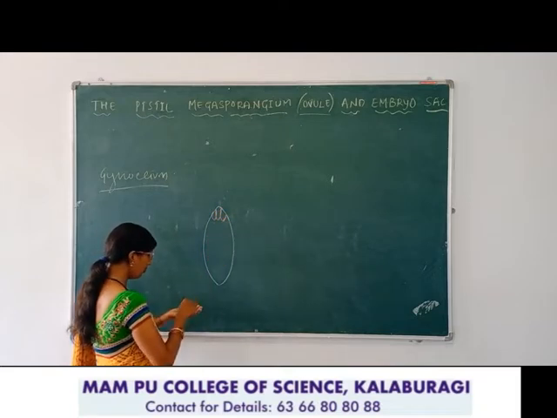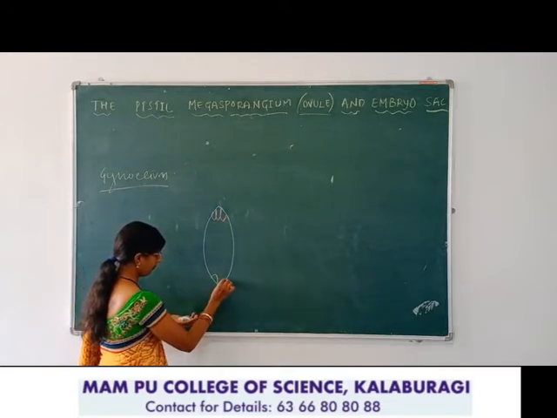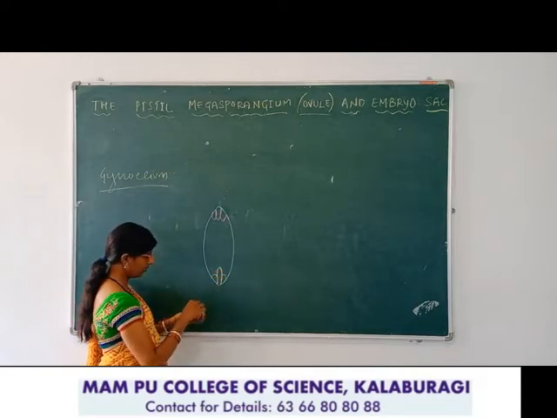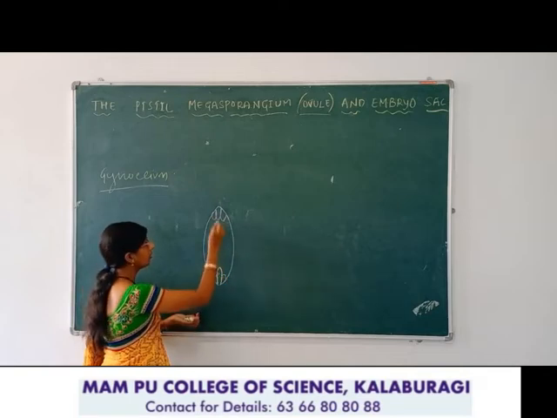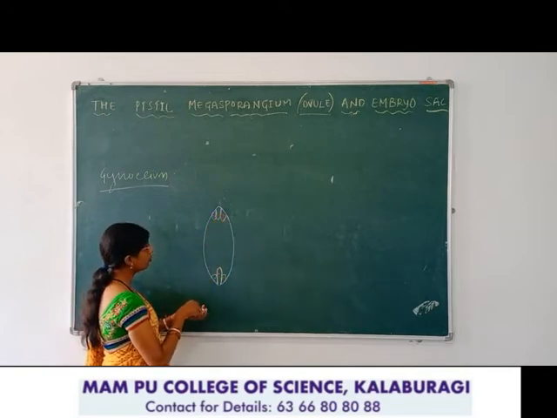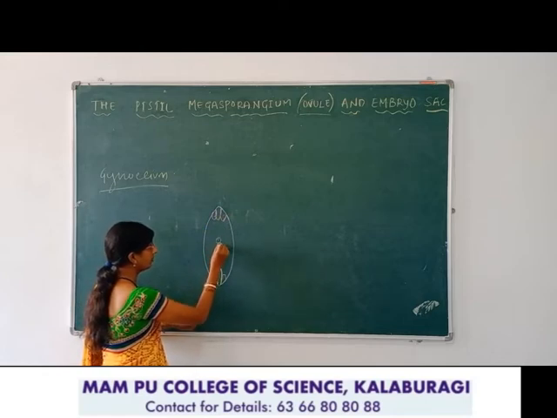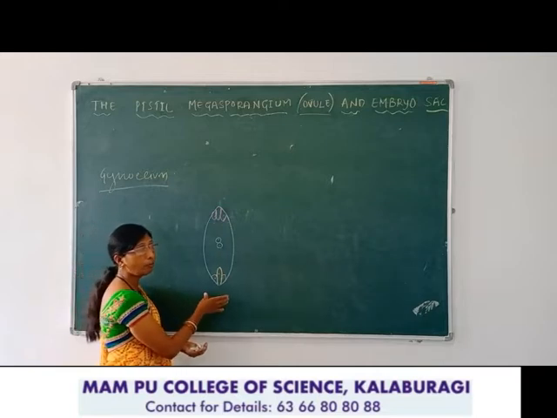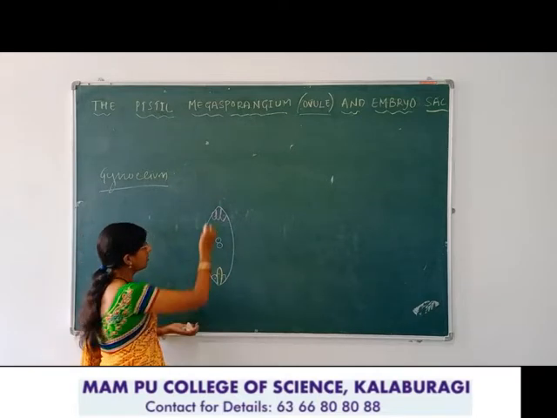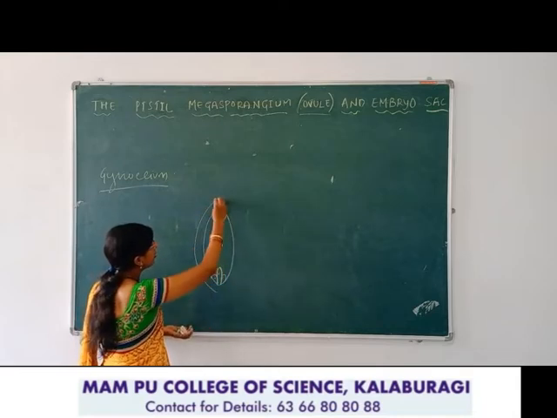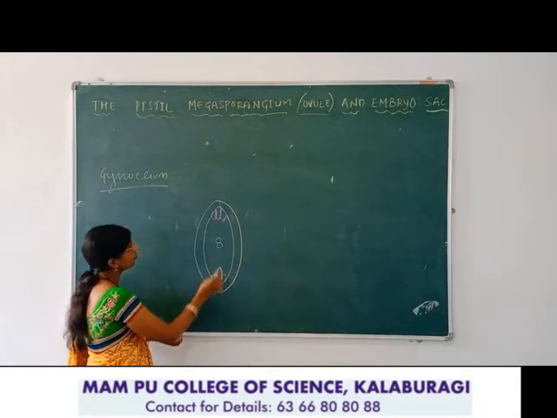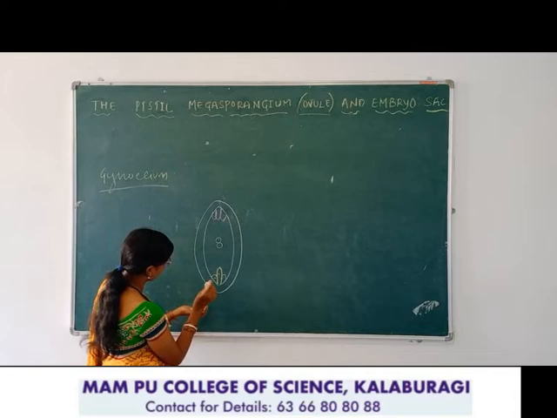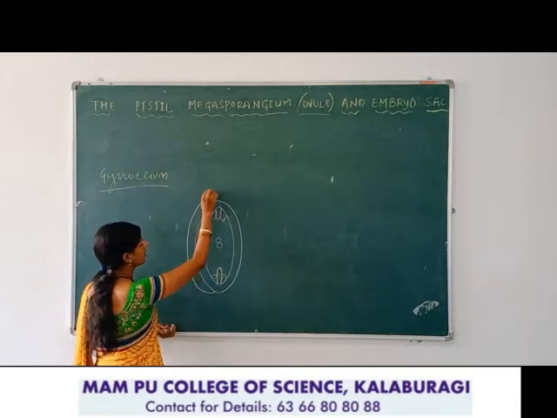So these are the 3 antipodals, and these are the 2 synergids, and one is the egg gamete or female gamete, and these 2 are the polar nuclei which are present at the center. This is the female gametophyte or embryo sac, which is the important part of the ovule. It is surrounded by the nucellus. Then again it is surrounded by integuments.